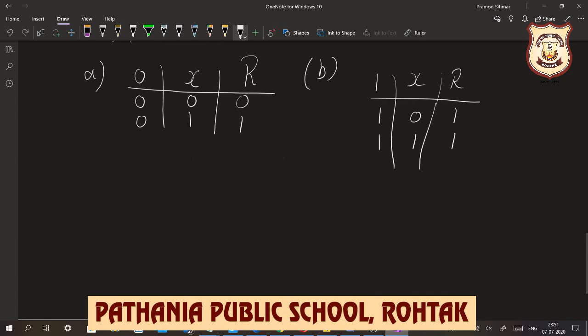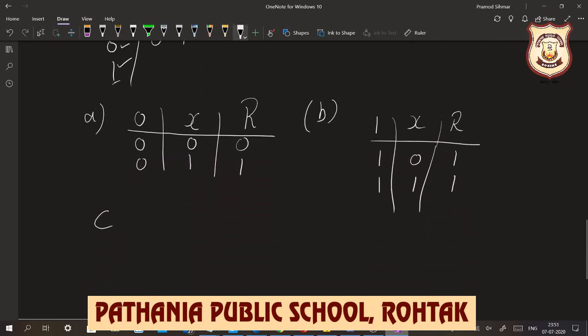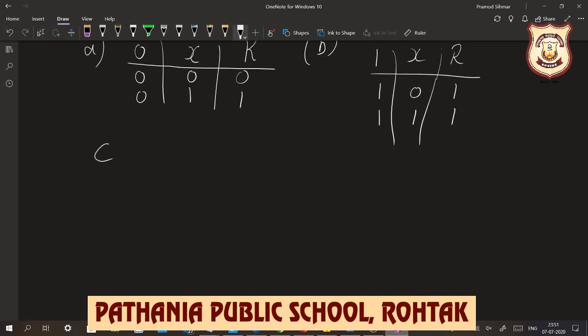And now the truth table of C. In C, what is the C statement? The C statement means 0 multiply x is equal to always 0. So write down the truth table here. In C, you first take 0, then you write down x, and then you write down response here. So 0 is always 0, but x is either 0 or 1. So 0 multiply 0 is always 0, and 0 multiply 1 is always 0. So this is the truth table of the properties of 0 and 1.